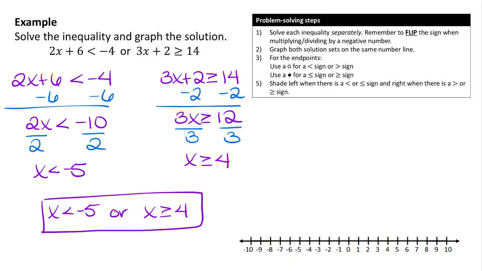So now I'm going to go to my number line. So at negative 5, I have an open circle, and I'm going to shade to the left of negative 5. And then at 4, I have a filled in circle, and I'm going to shade to the right of 4.